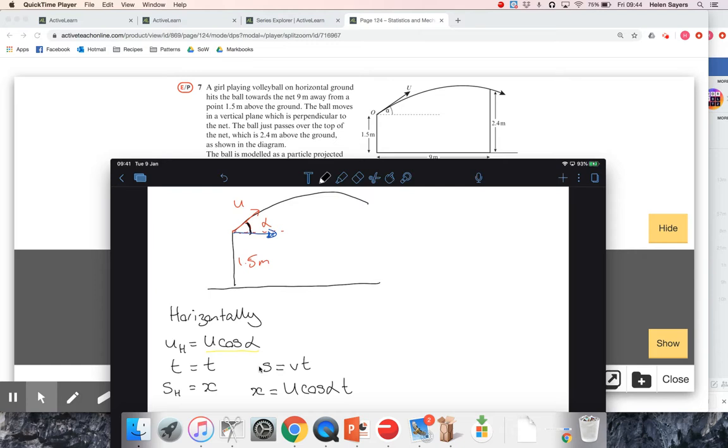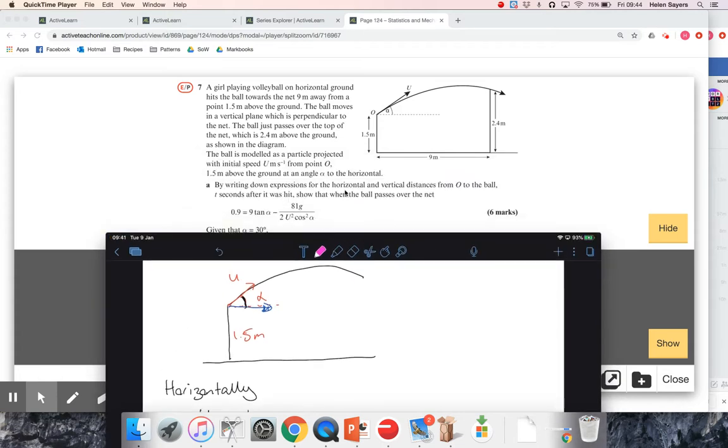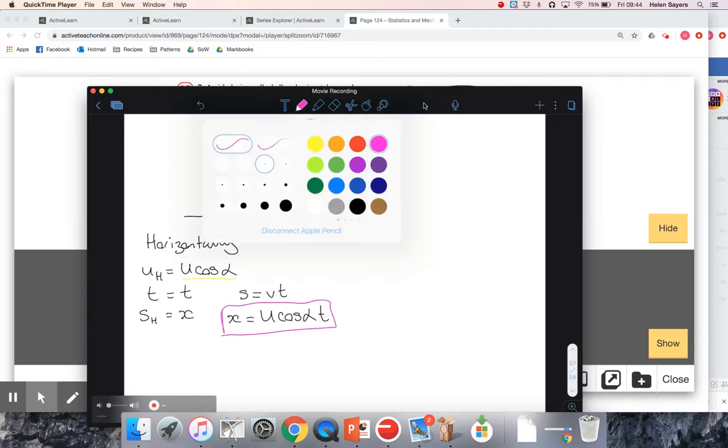Okay, and then we will come back to that. But that's what they asked me to do in the question. That was the hint they gave me. They said, I write down expressions for the horizontal and vertical distances. They gave me a bit of a clue as to how on earth I'm going to end up with this. Okay, so let's go vertically.